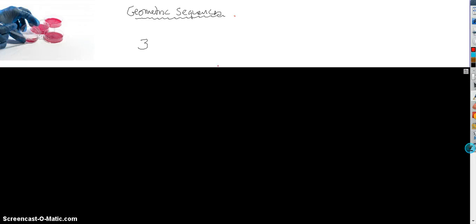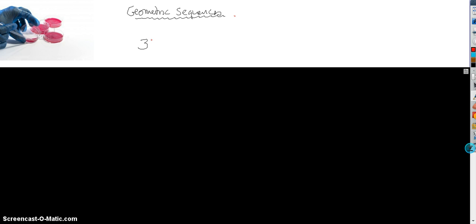We've looked at arithmetic sequences where the terms go up by a fixed amount. Now we'll look at a different kind of sequence, geometric sequences. In this case, let's start with the example of cells in a dish.